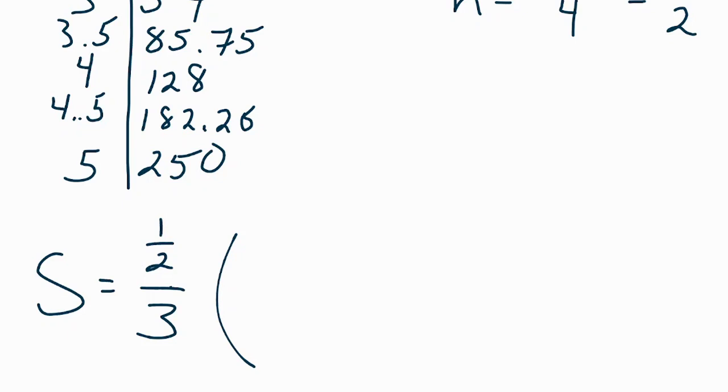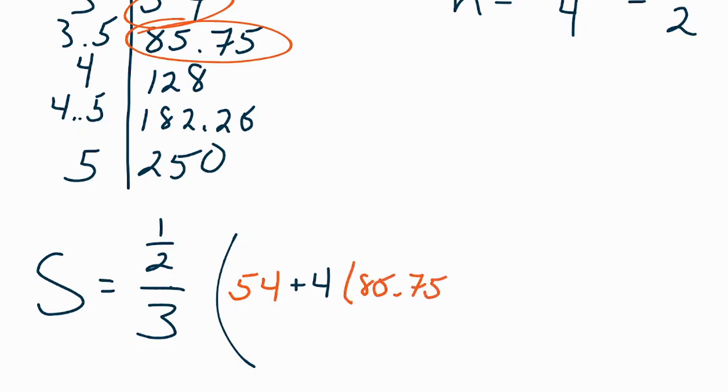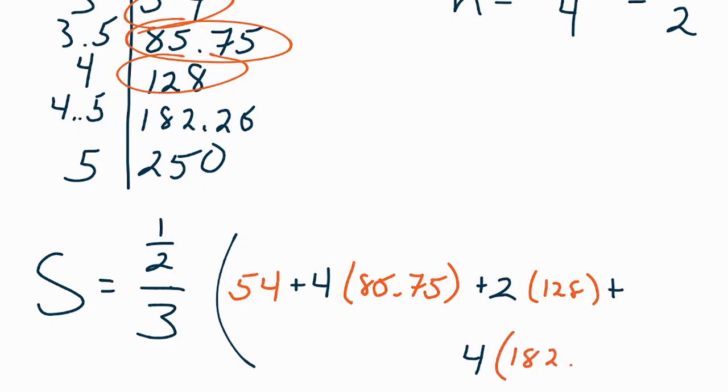Now I'll take my first y value, which was 54 up here, 54. I'll take 4 of my next y value, so 4 of these 85s, 85, 75, 2 of my 128s, 4 of my 182s, and finally the last y value.